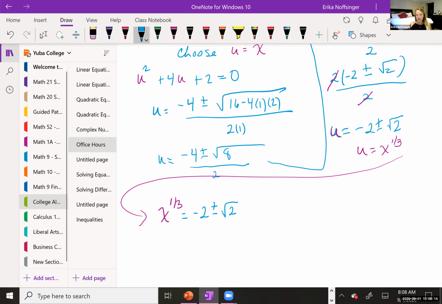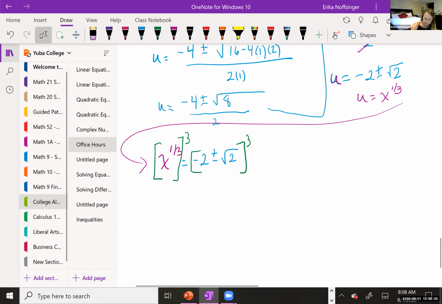So I don't want x to 1/3, I want just x. And so to clear the 1/3, we can cube both sides of the equation, using the rule that power to power is multiplication, and 3 times 1/3 is going to give us a 1 as our exponent. And so we have technically 2 separate things. We have x is equal to -2 minus √2 quantity cubed, and x is equal to -2 plus √2, that whole quantity cubed.